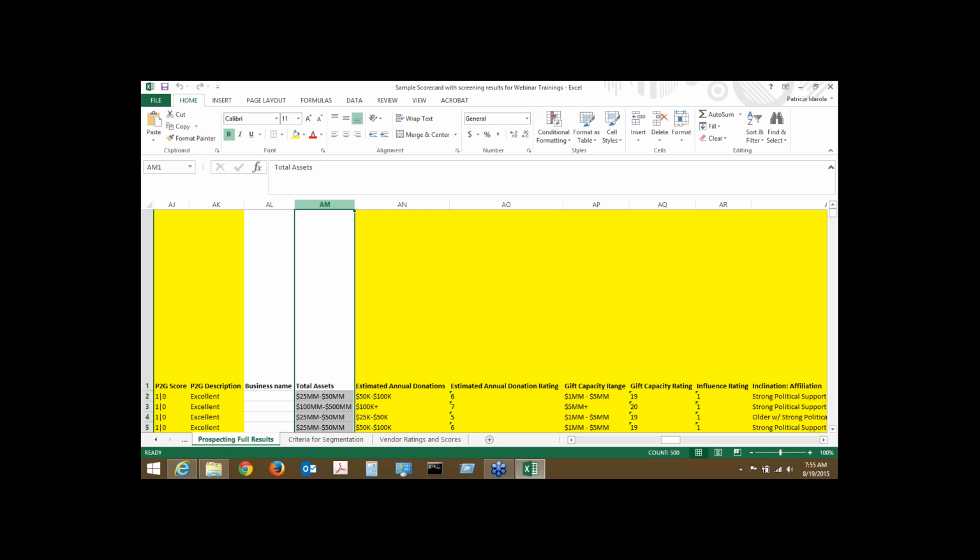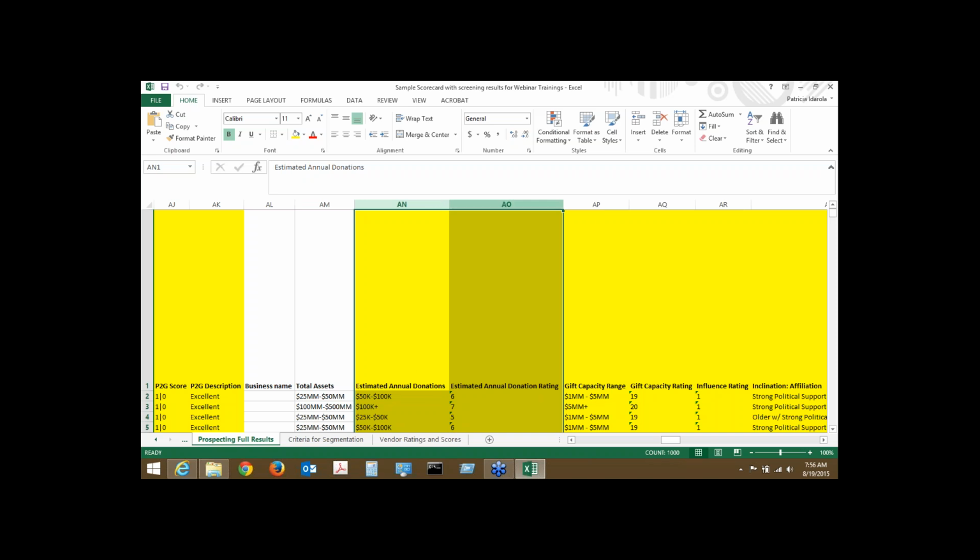You can look at it, but it's important to know that it comes from financial assets as well as household demographics, and can skew your information. So it's not a solid number. The first rating to concentrate on in your file is estimated annual donations.